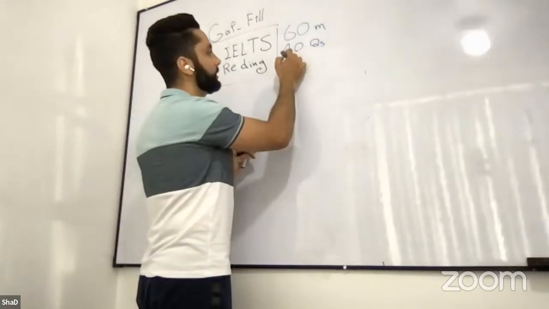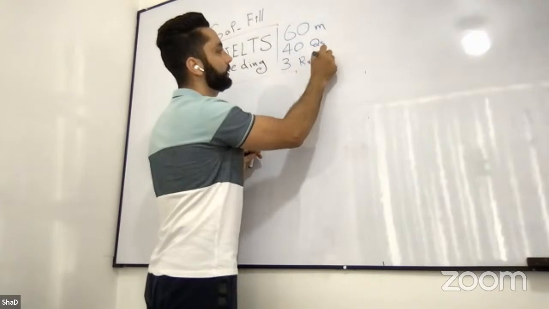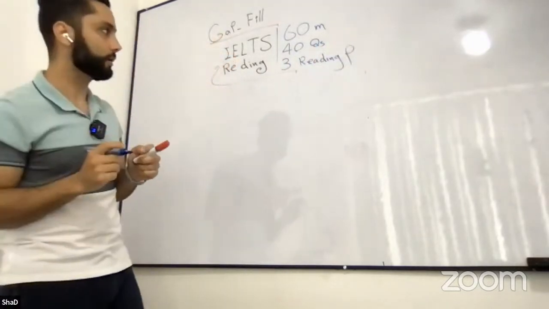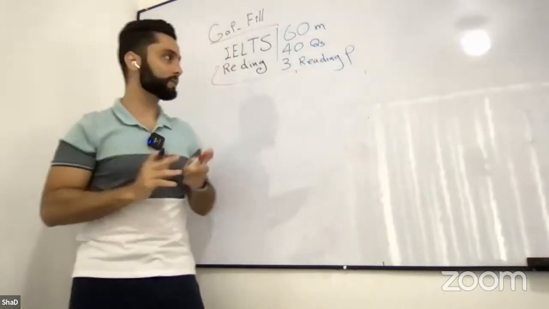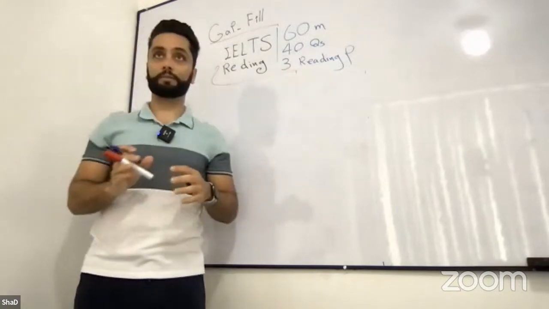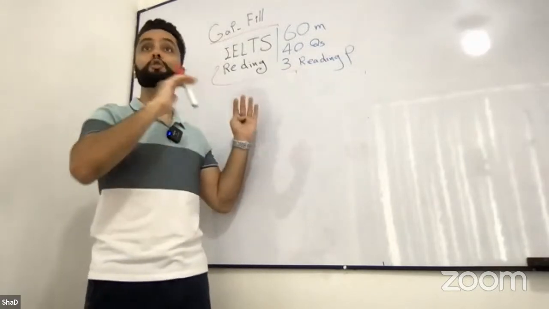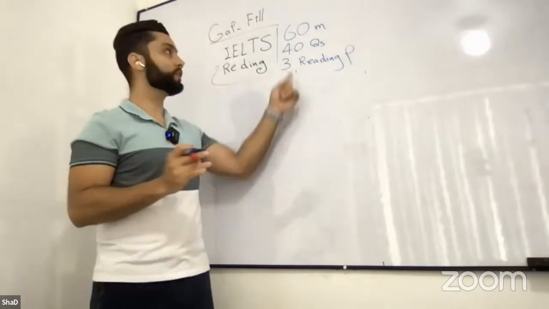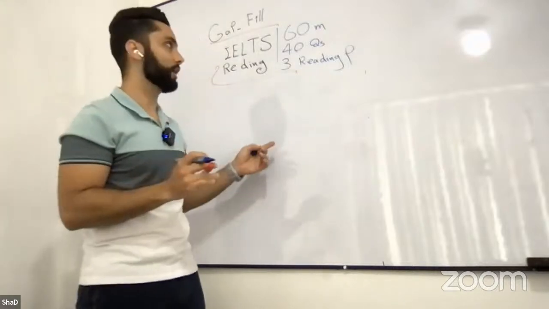In that case, there are going to be 3 reading passages. I'm going to put a P here. 3 reading texts. Each one of these reading texts is going to have some questions. In total, across all 3 reading passages, you'll see 40 questions. So that will be the total number of questions that you have to answer.